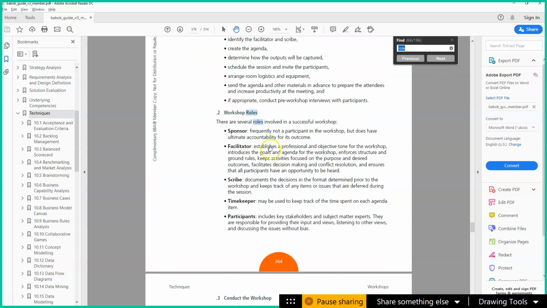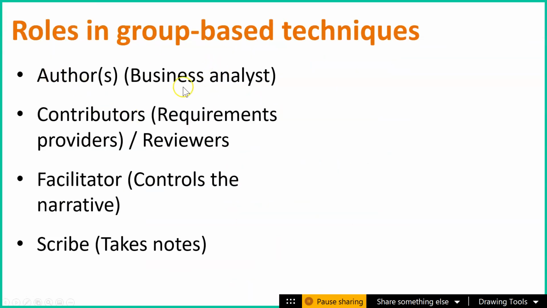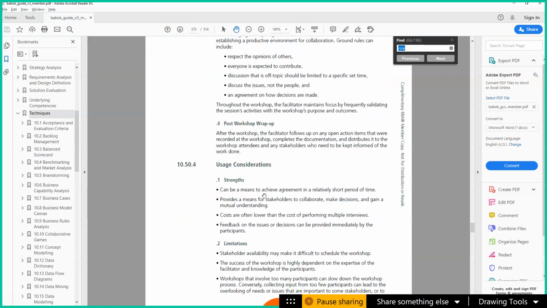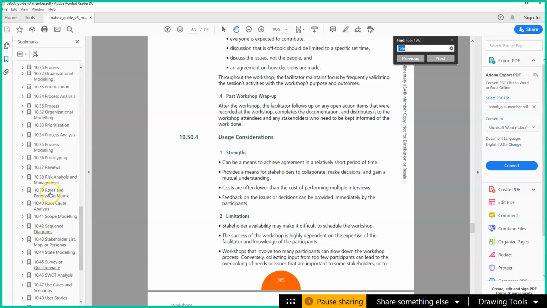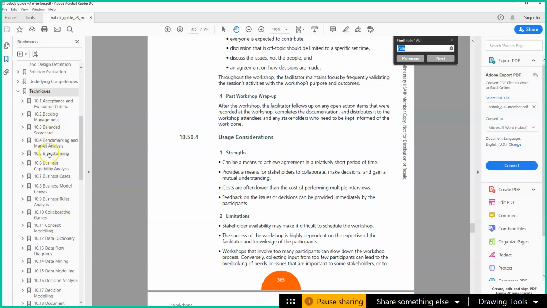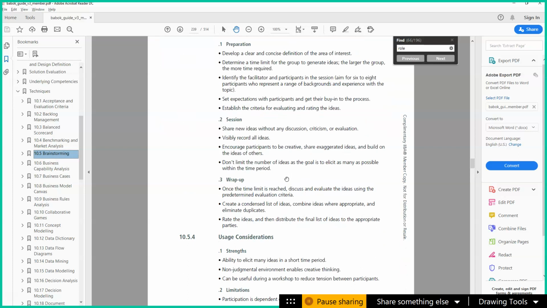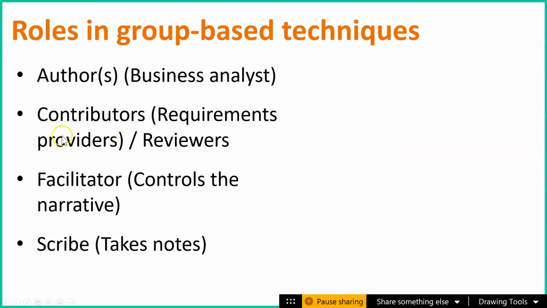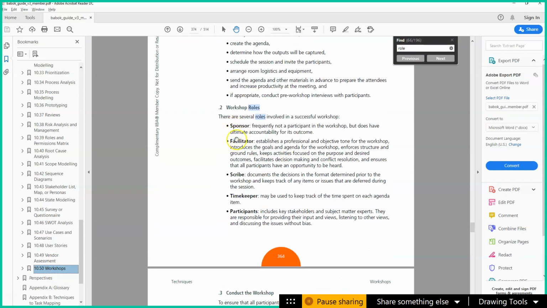Okay, here we go. Sponsor, facilitator, scribe, timekeeper, and participant. So when you're talking about group-based techniques, it's facilitator, scribe, timekeeper, participant. I don't remember seeing author in the workshops. That's one of the reasons I wanted to jump over here. Okay, so scribe was in there: sponsor, facilitator, scribe, timekeeper, participant. That's the group elicitation session. Those are the roles that are typically in a successful workshop.